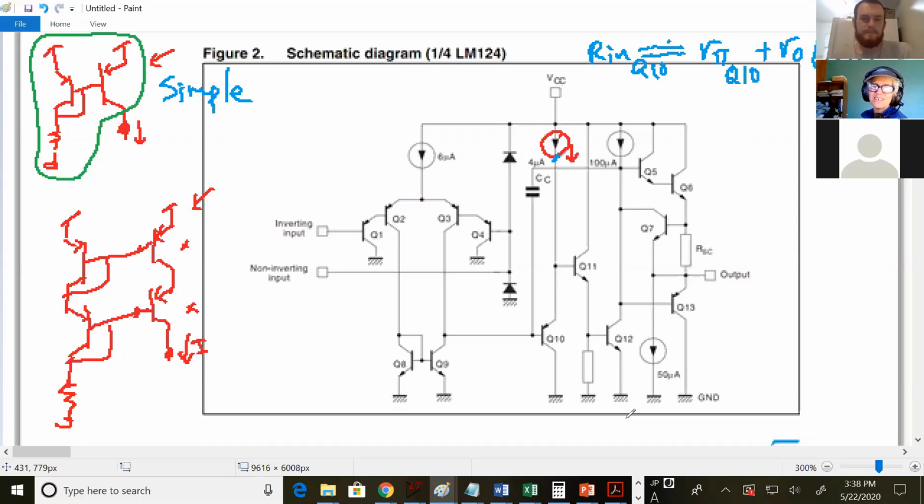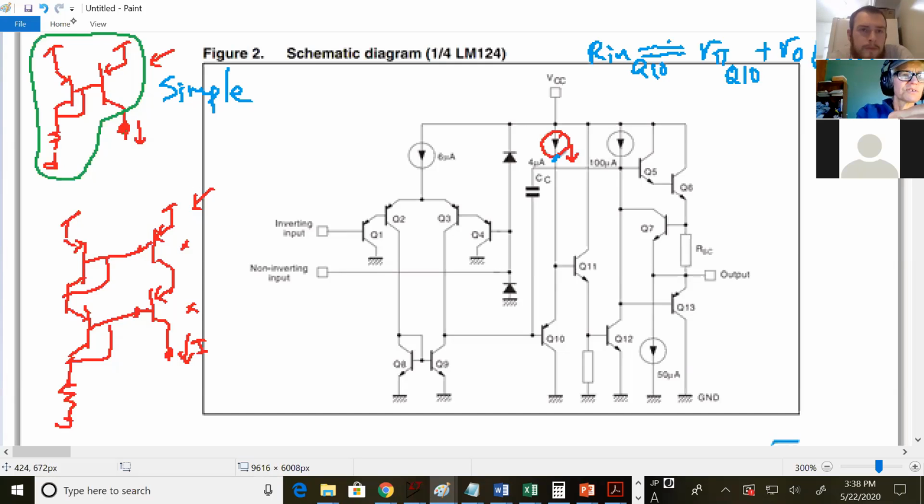Oh, so they're like in parallel then. Yes, they are, because their nodes are connected. Yeah, it'd be RO in parallel with Rn of Q11. Oh, I see. Okay. So another question, that current source is only 4 microamps for the common collector, the Q11 and current source common collector.